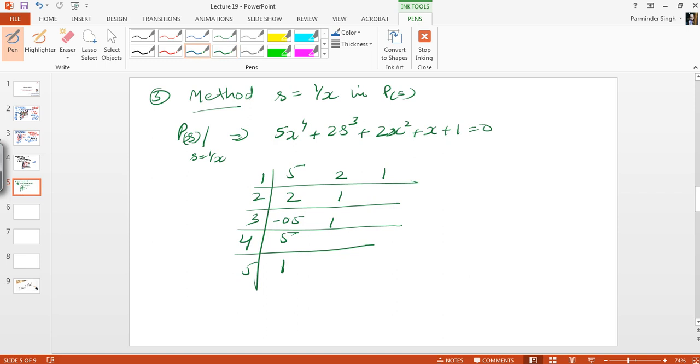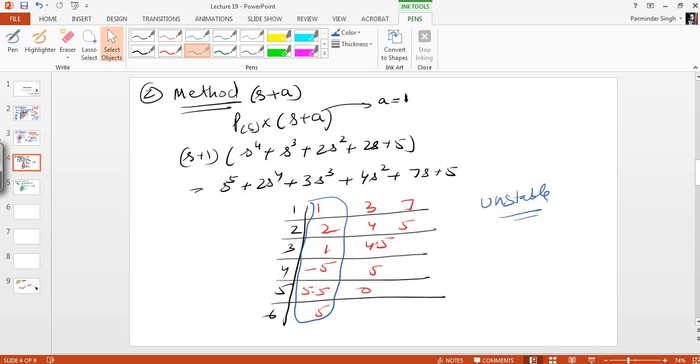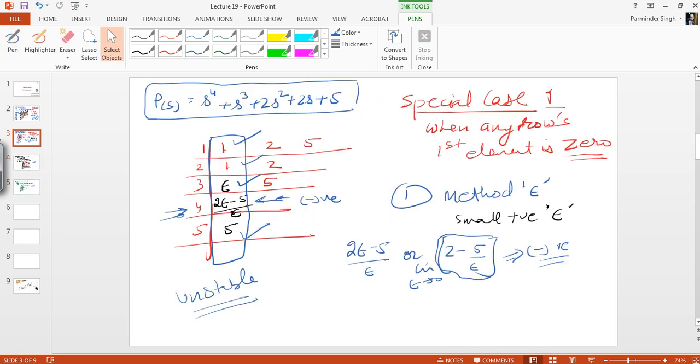Now again look at the sign in the very first entry. There is one negative sign, so that means the system is again unstable. So whether we go by the third method, the second method or the first method, the results remain the same. That means a system whose characteristic equation is given by this polynomial is always unstable.